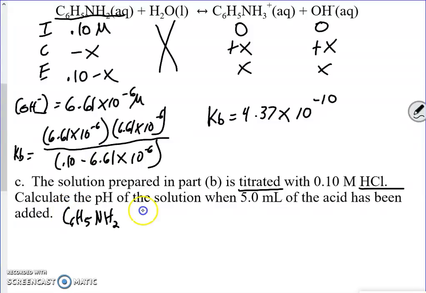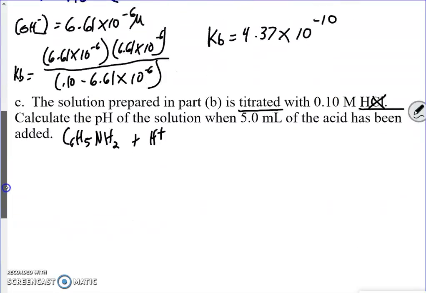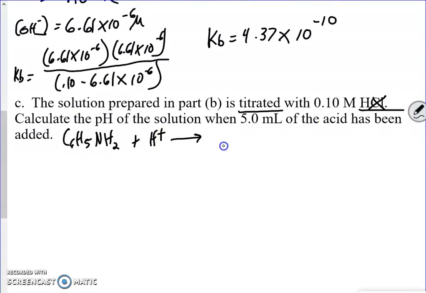C6H5NH2, aniline, plus HCl, which I'm just going to write as H+, just like the hydroxide in the last one where we just wrote hydroxide instead of sodium hydroxide. We're just going to write the H because HCl will dissociate completely, and it's not the chlorine that's reacting, it's the hydrogen that's going to be reacting. Okay, that's going to form C6H5NH3+. Okay, so that's our reaction.